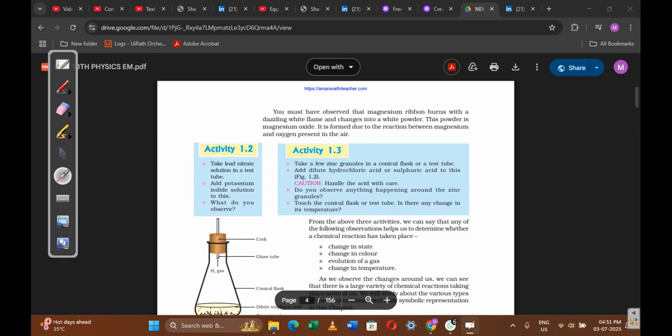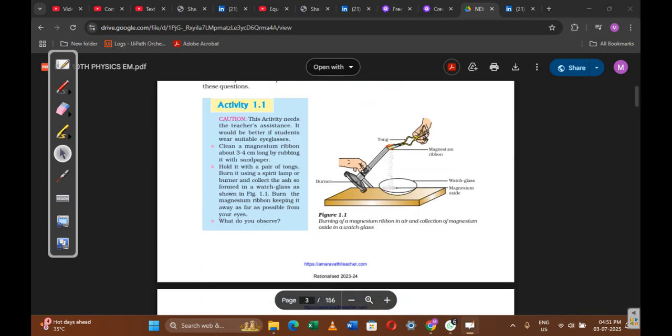different types of equations. In activity 1.1, magnesium ribbon reacts with oxygen and forms magnesium oxide. A single substance is formed here.